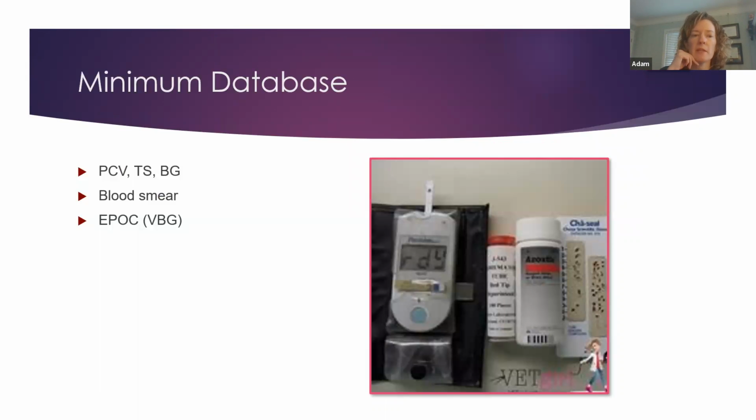The minimum database by definition is a PCV and total solids, a blood glucose, and a blood smear. And I'll add to that I really like having an EPOC, which is a venous blood gas. It only takes just a teeny bit of blood. We can run it really quickly and it gives us a lot of information. So we're going to talk about that too.